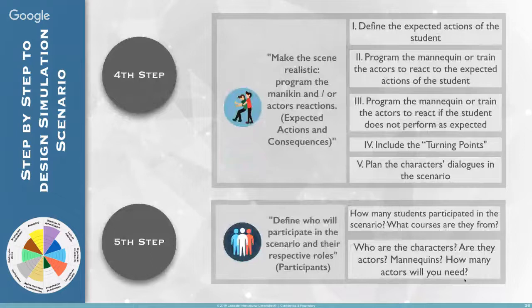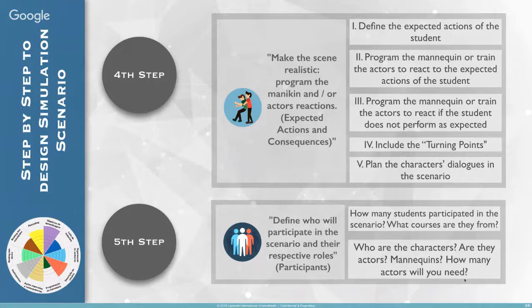Well, the fourth step is to make the scene realistic. This is the field that we call expected actions and consequences. And I would like you to pay much attention to this field, because one of the beauties of a simulation scenario is that the student receives immediate feedback about their performance from the scenario. You don't need to tell them that they didn't do well, because if they're doing well, the patient is going to get better, be more collaborative, or calm down, or this kind of thing.